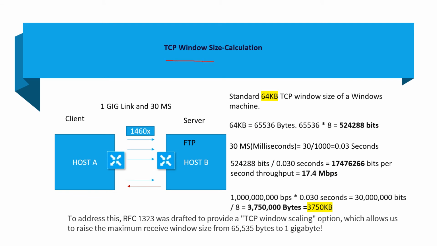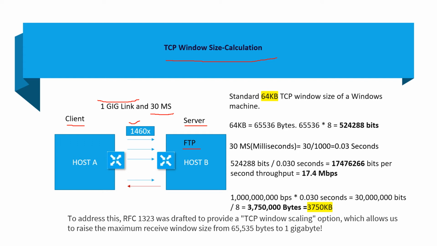Let's talk about the window size calculation. I have a host A, which is a client. I have a host B where I'm running the FTP server, and I have a 1 gig link between host A and host B with a latency of 30 ms. My MSS here is going to be 1460. If I take out the value of the TCP header and IP header, 1500 minus 40, it becomes 1460. So I can place a maximum segment size of 1460 on the wire.